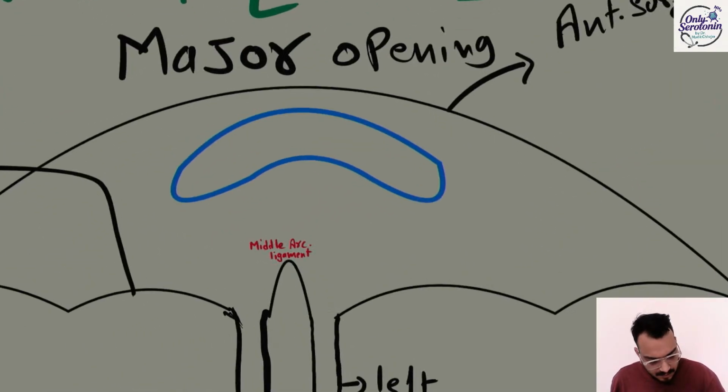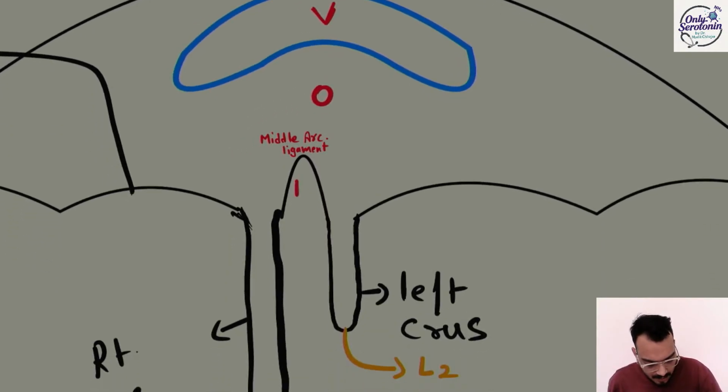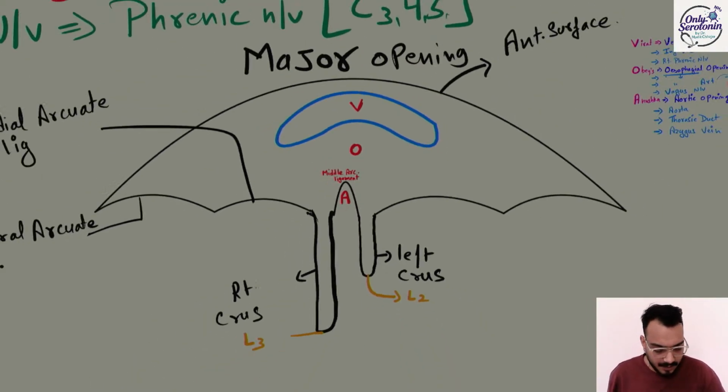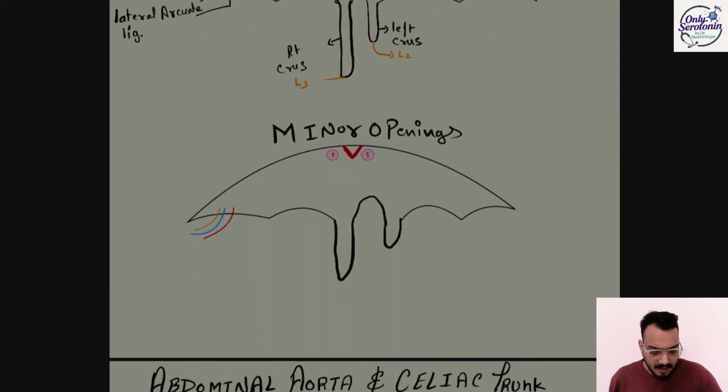Where is my vena cava opening? Here. This is my vena cava opening. This is my esophageal opening, and here I am having aortic opening. Vena cava, esophageal, and aortic opening. That is all about your major openings. Now let's discuss the minor openings.